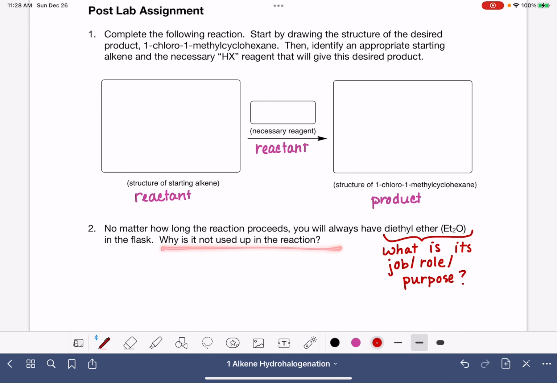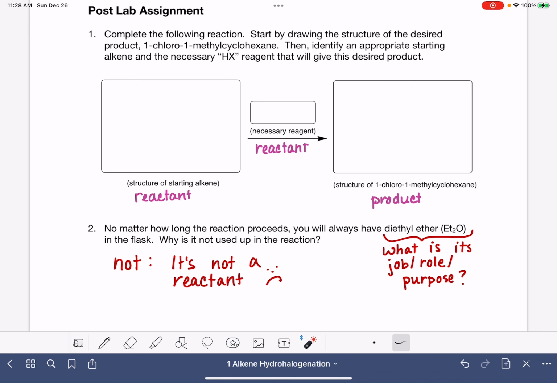So the correct answer to this question is not, it's not a reactant. That would not make me happy. I want to know what is it and why is it not used up in the reaction.